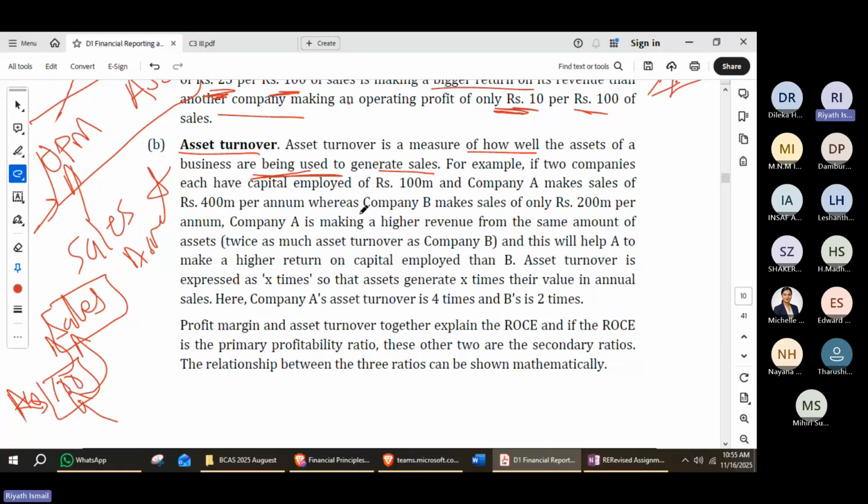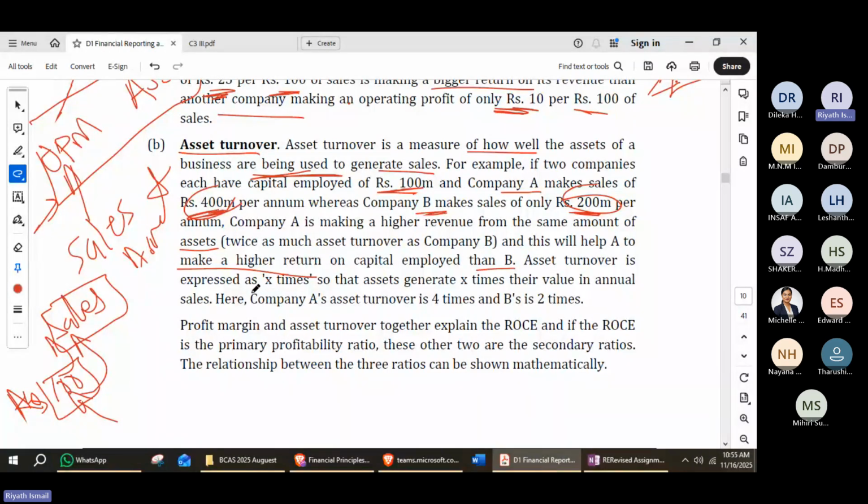For example, two companies each have capital employed of 100 million. Company A makes sales of 400 million per annum, whereas company B makes sales of only 200 million. Both companies have the same value of assets, but company A makes 400 and company B 200 million per annum. Company A is making higher revenue from the same amount of assets, and this will help A make a higher return on capital employed than B.